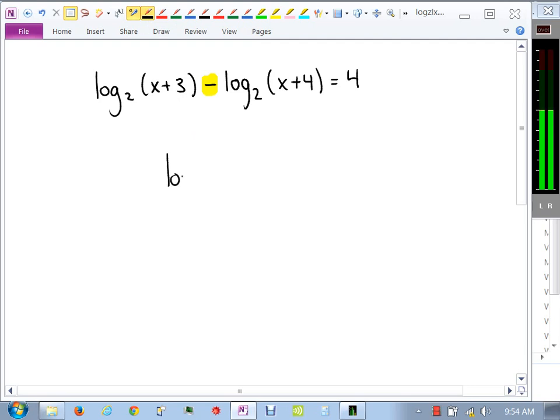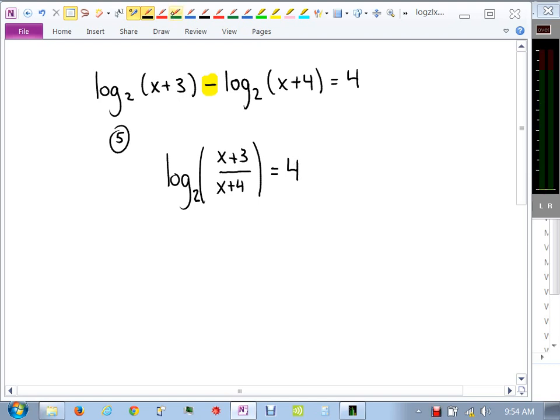So this is going to become a single log. By the way, this is property 5. Single log, it'll be the x plus 3 on top. It'll be the x plus 4 on the bottom. Oh, I forgot my base 2, log base 2, equals 4. And now I can do the loop. The loop will be 2 raised to the 4 equals this. So 16 equals x plus 3 over x plus 4. Any questions?